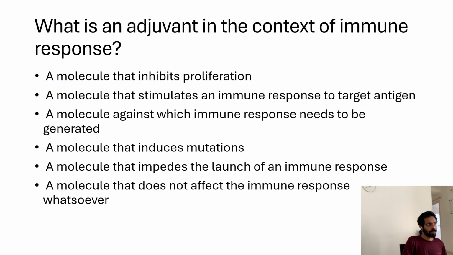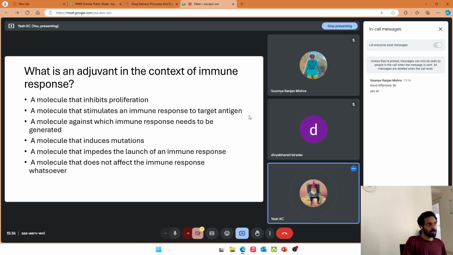Okay. Moving on, what is an adjuvant in the context of an immune response? Is it a molecule that inhibits proliferation? A molecule that stimulates an immune response to target antigen. Yeah, that's correct. So you have an antigen, you can increase your body's reaction to the antigen with an adjuvant. Can you guys name some commonly used adjuvants?